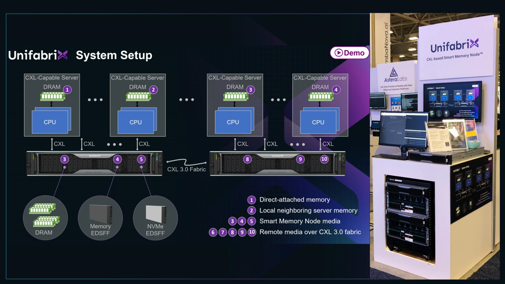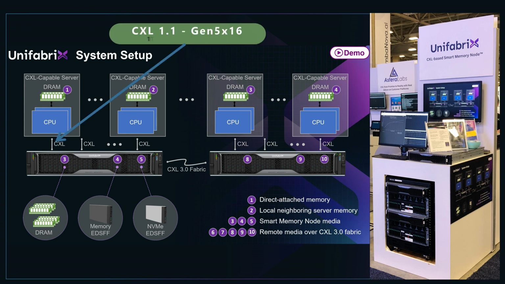So let's talk about our system setup. In this setup, we have two UnifabriX Smart Memory Nodes connected to two Archer City platforms. Archer City platforms are Intel pre-production platforms supporting the Intel Sapphire Rapids Xeon CPUs, which in turn support CXL 1.1. All these connections are CXL 1.1 Gen 5 by 16 connections, which supports roughly 128 gigabytes per second of bidirectional bandwidth, or roughly 1 terabit per second of bidirectional bandwidth.